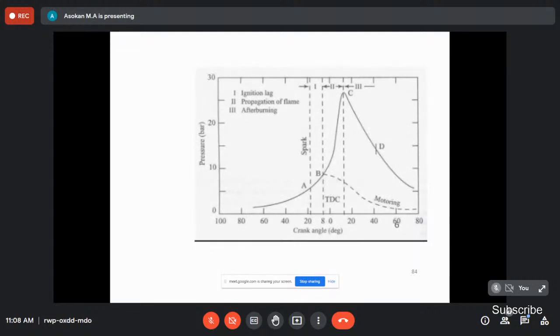Then after burning, the third stage. After burning, almost the piston reaches the top dead center. Correct? Even after TDC, some angle, 5 or 10 degrees. Sorry, 10 degrees after TDC. Right? Then there is no fuel available there, and the expansion also starts. Then the pressure decreases and the temperature also slowly decreases. So these are the 3 stages of combustion we say.